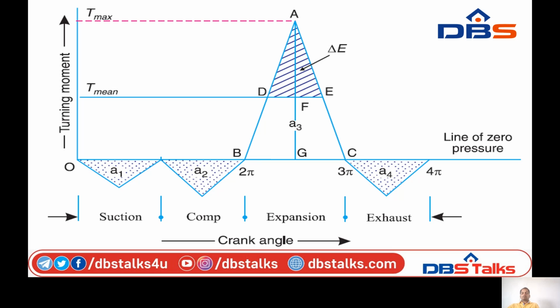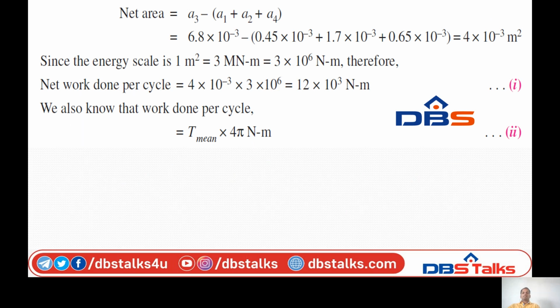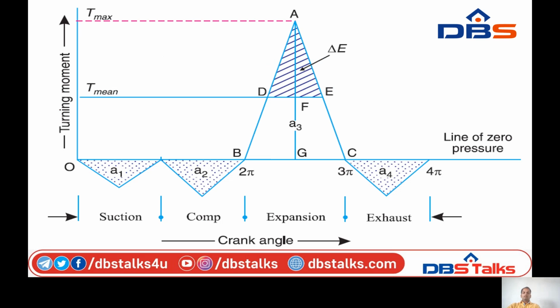The terms below the zero line we note as negative, and above the line we note as positive. Therefore, we need to calculate that. Finally, from the figure we can see that only the A3 area is above the zeroth line, that is the expansion stroke only. Then what about A1, A2, A4? These are all below the zeroth line, so these are all negative and only A3 is positive.